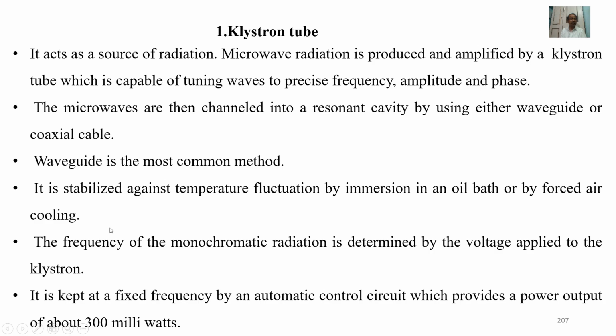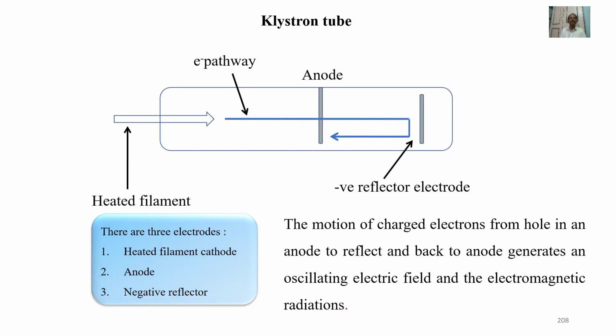The frequency of the monochromatic radiation is determined by the voltage applied to the klystron. It is kept at a fixed frequency by an automatic control circuit, which provides a power output of about 300 milliwatts. So this is the klystron tube.